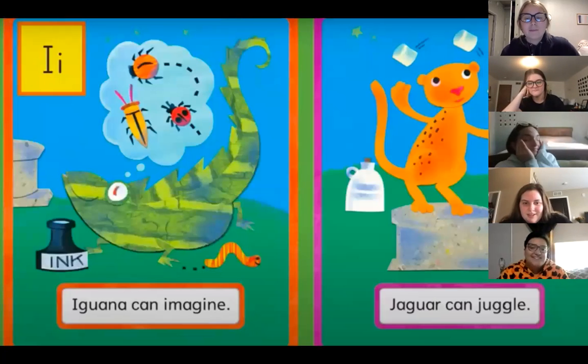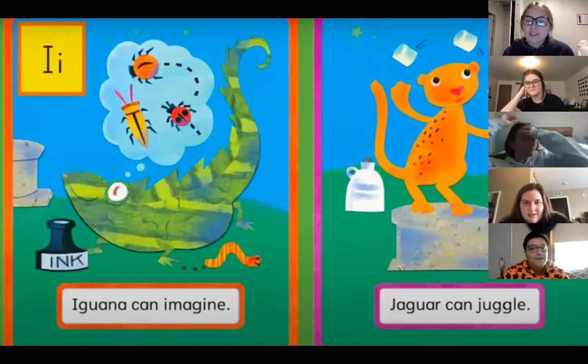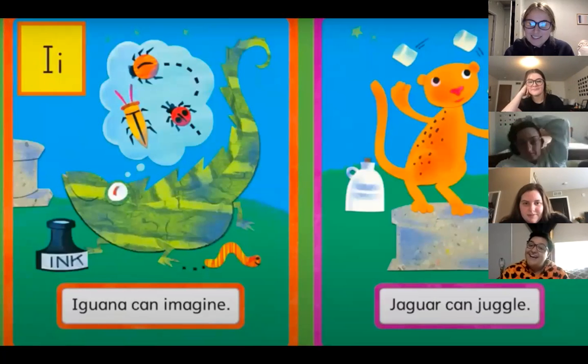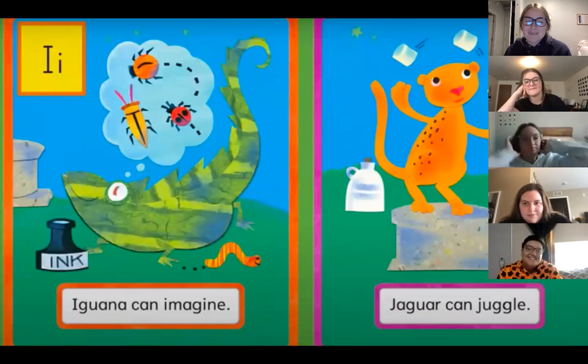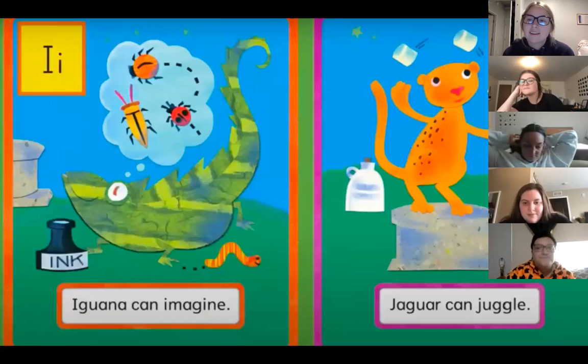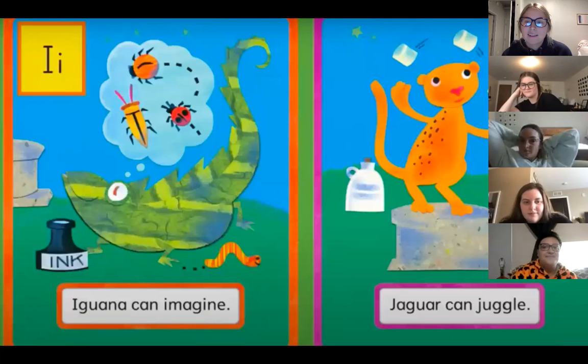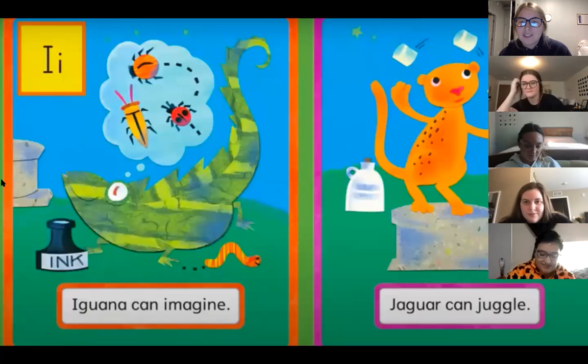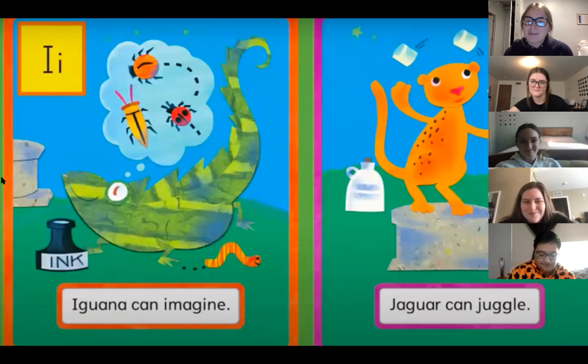I, iguana can imagine. J, jaguar can juggle. I see another one of our words that we talked about. Does anybody else? Which word did we hear? Juggle. And Abigail, do you know what the jaguar is juggling? Kind of hard to tell. Could be marshmallows? That's what I was thinking. So our vocabulary word was juggle.